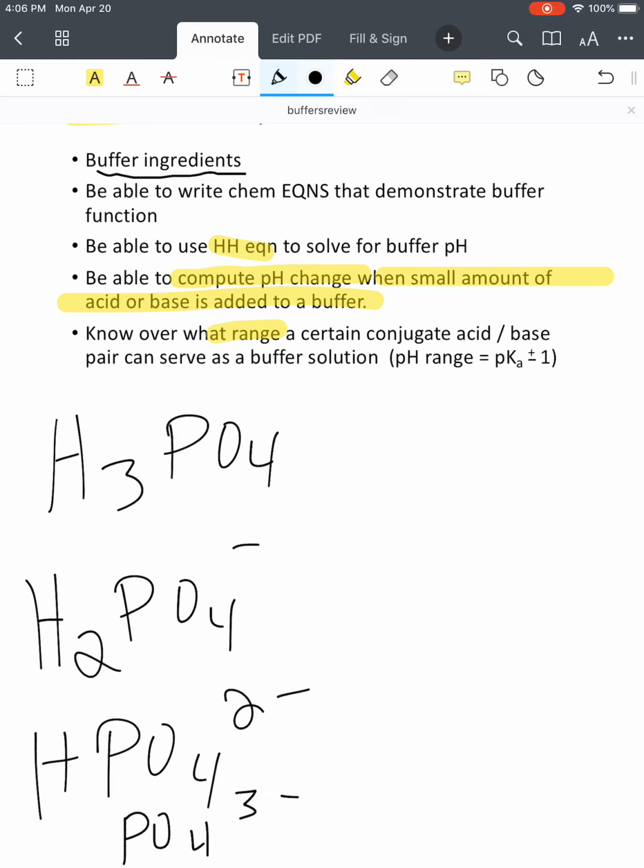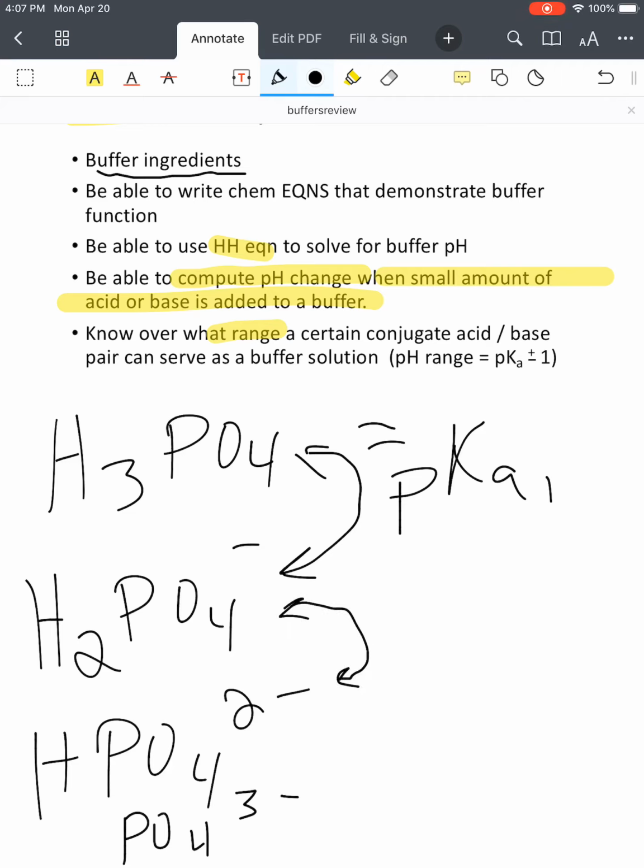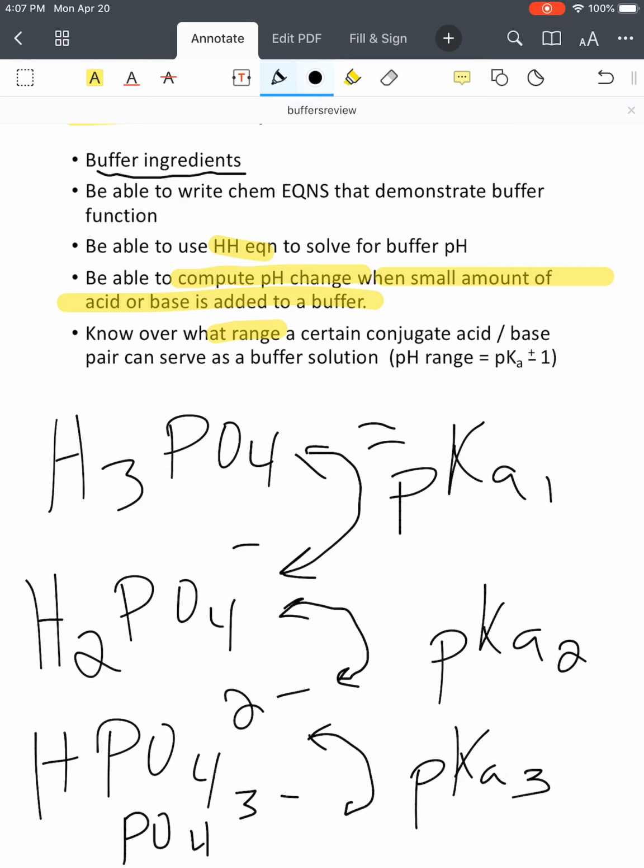Well, guess what? We have numerous conjugate acid-base pairs here. This first set of ingredients is one conjugate acid-base pair. You could use that one to buffer about pKa1. Within 1 pH unit of pKa1, that'll serve as a buffer. Now, you can also use the second conjugate acid-base pair. It's almost like a different acid, but it'll buffer near pKa2. And then lastly, this third pair you can buffer out near pKa3.